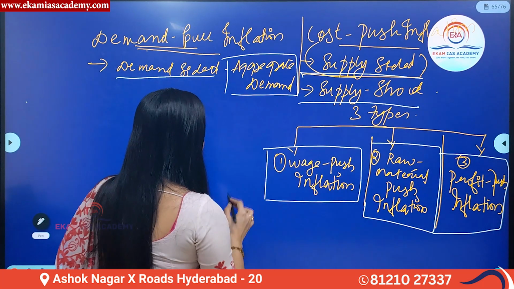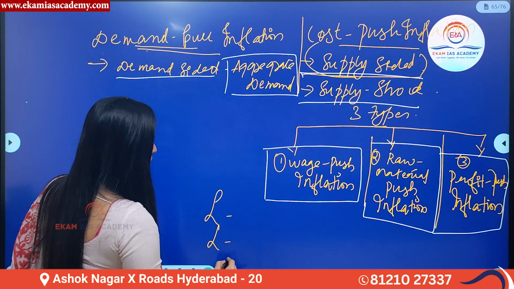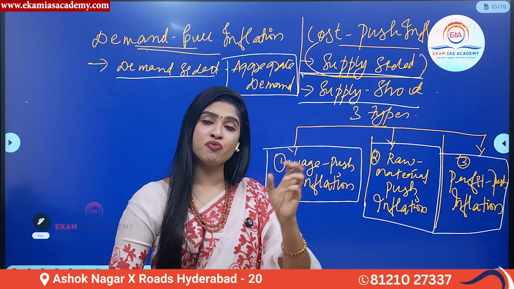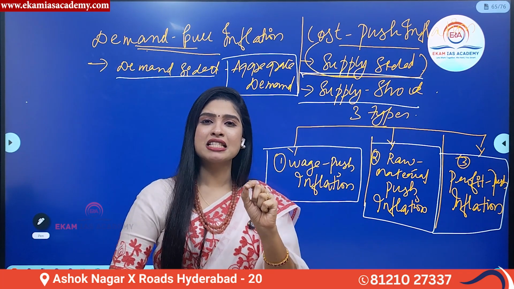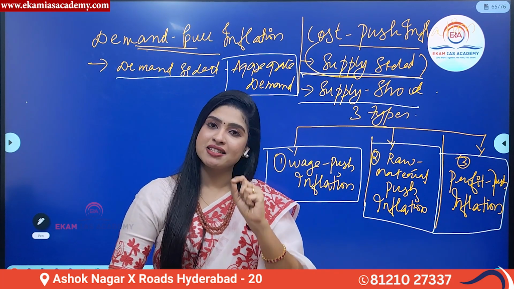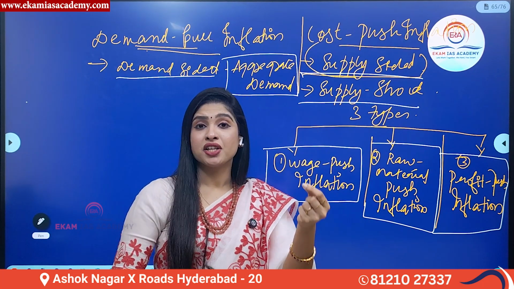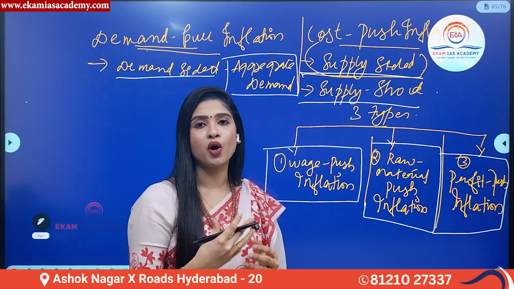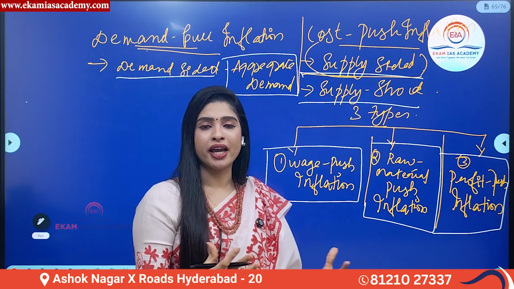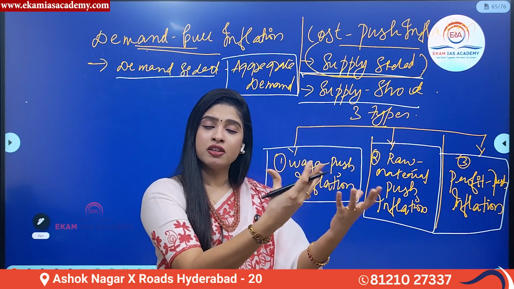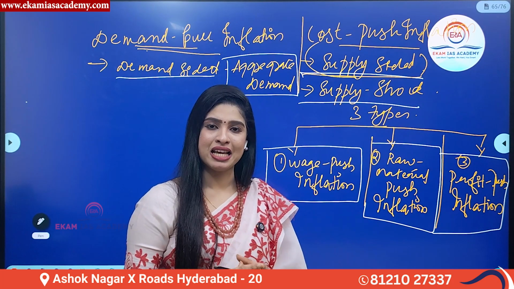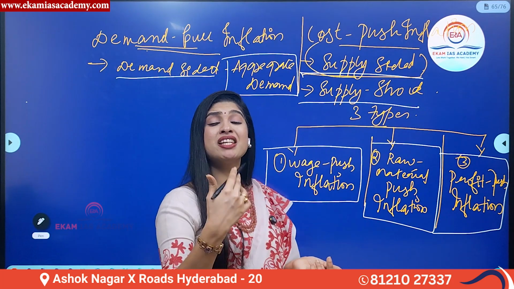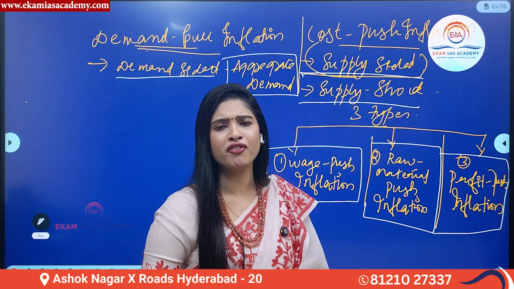What are the factors of production? Land, labor, capital, entrepreneur, right? Now all these factors of production, what do they receive? They receive factor income. For example, for using land as a factor of production, the factor income land receives is what? Rent. When a labor is working, the factor income is what? Wages or salary. Capital receives factor income in the form of interest.